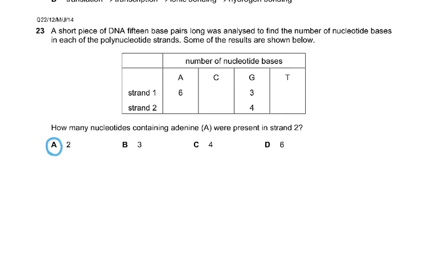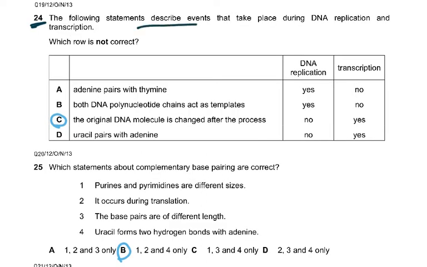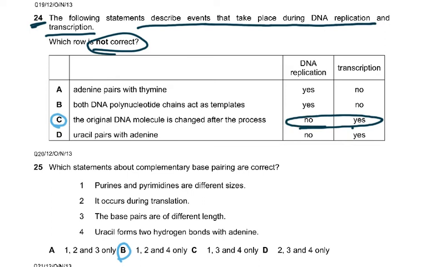A short piece of DNA base pairs was analyzed to find the number of nucleotide bases in each of the nucleotides, 10 to 15 base pairs, the same question which has come earlier on, so I'm not going to do this again. 24, the following statements describe events that take place during DNA replication and transcription, which row is not correct? The answer was C, the original DNA molecule is changed after the process. No, the original DNA molecule always remains the same. During DNA replication and transcription, nothing happens to the original. In both the cases, the original DNA molecule is changed, it says not correct. So yes, this was not correct. You see, transcription does not always occur. It only occurs in transcription, not in DNA replication.